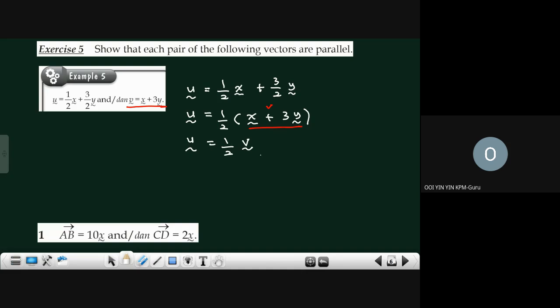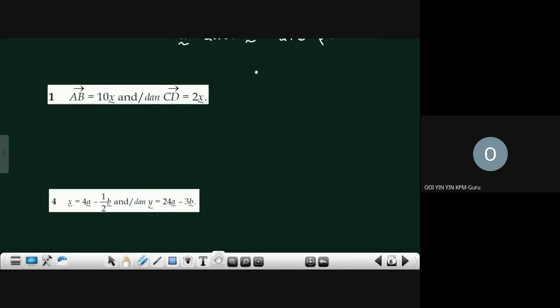So that means, like I told you just now, if you can show it like this, these two lines are parallel. So we can write that u and v are parallel. This is what we want to prove. You can prove it by writing like this, then these two lines are parallel. We just need to find whether they can be written this way or not. So that's the first example.